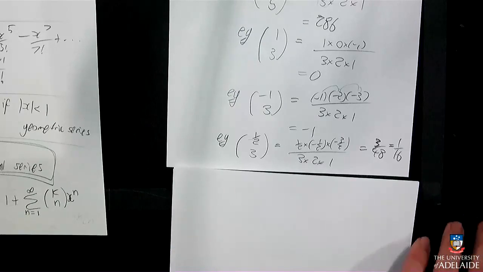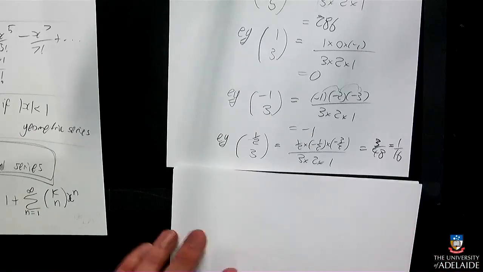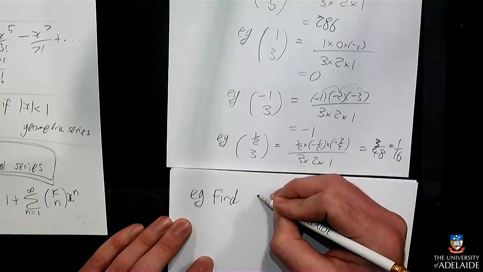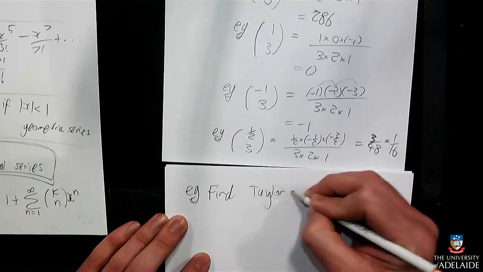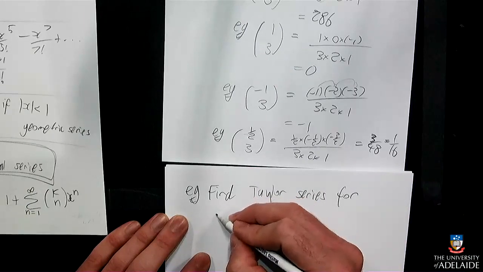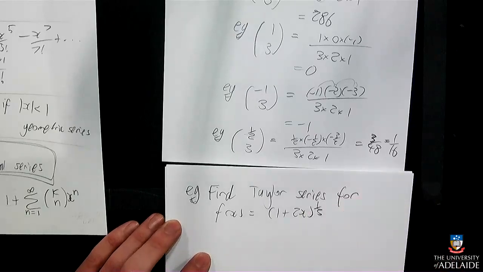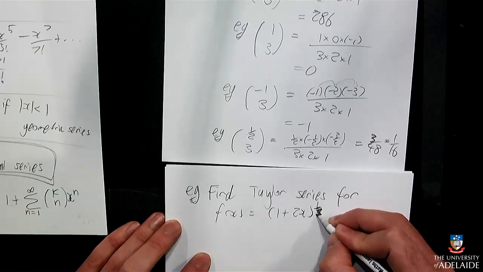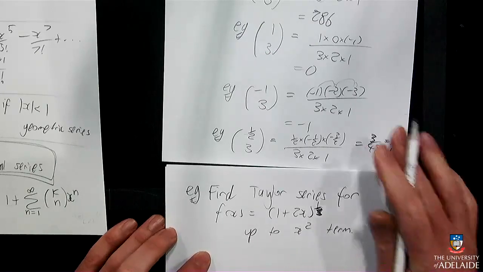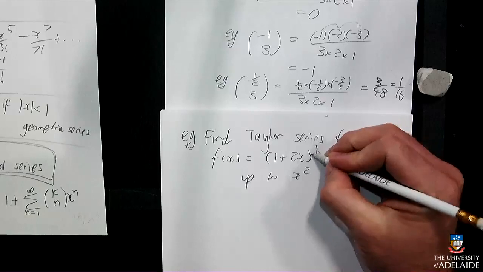The specific question I was asked, I took a photo of it, so just give me a second. Find a Taylor series for f of x is 1 plus 2x to the third, up to the x squared term. Okay, I'm going to rub that out and write it because at the moment it's 1 over squiggle. Right.